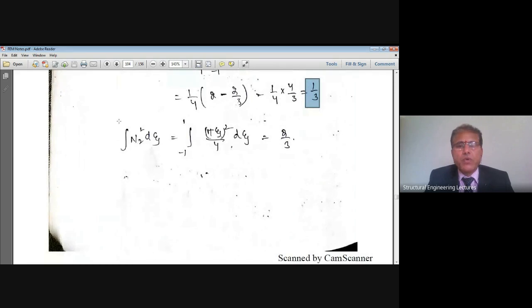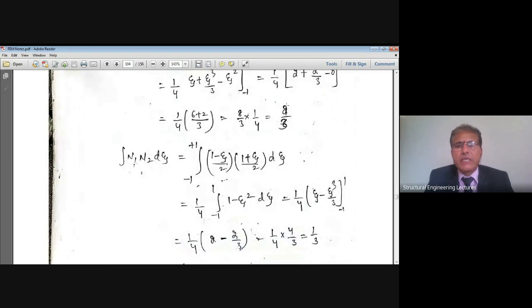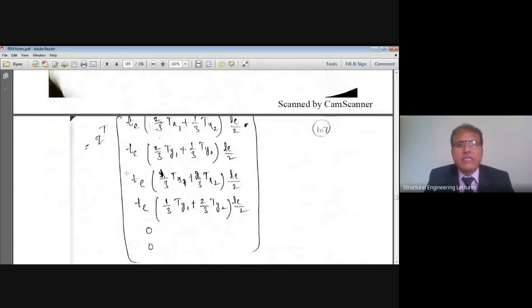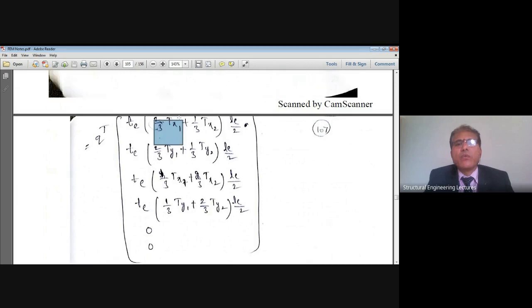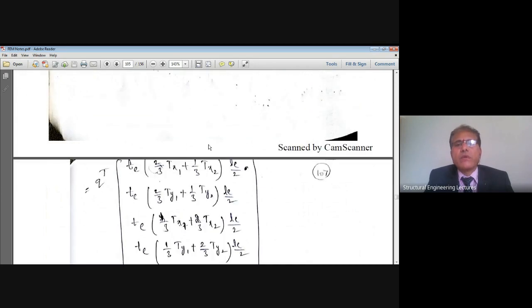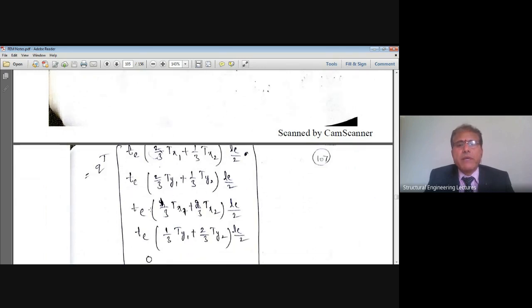Similarly, you can prove on your own that the integral of n2 square dxi, as n2 is (1 plus xi) whole square by 4, is akin to that of n1 square dxi, which is 2 by 3. For now, I'll back substitute all these in the above equation. Hence, q transpose multiplied by t multiplied by the first row: n1 square tx1 is 2 by 3, and the other values, 1 by 3 tx2, multiplied by le by 2.